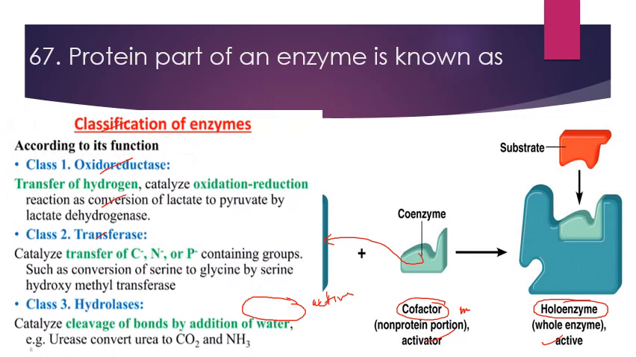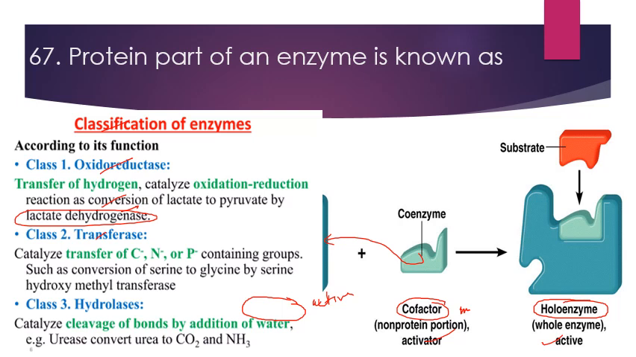Here I will discuss the classification of enzymes according to their function. The first type of enzymes are oxidoreductases. These enzymes help in transfer of hydrogen and catalyze oxidation reduction reactions, such as conversion of lactate to pyruvate by lactate dehydrogenase. So it is an oxidoreductase enzyme that helps in carrying out redox reactions, that is oxidation reduction reactions.